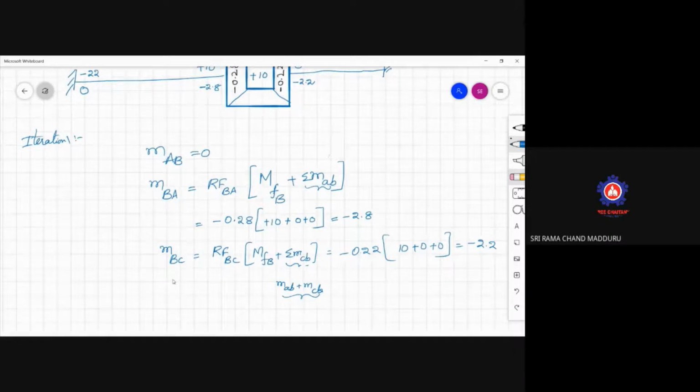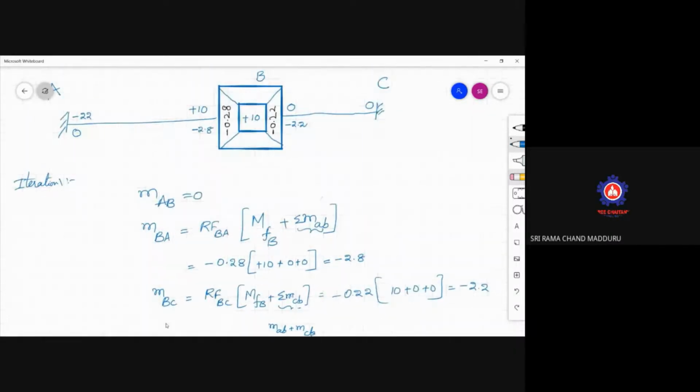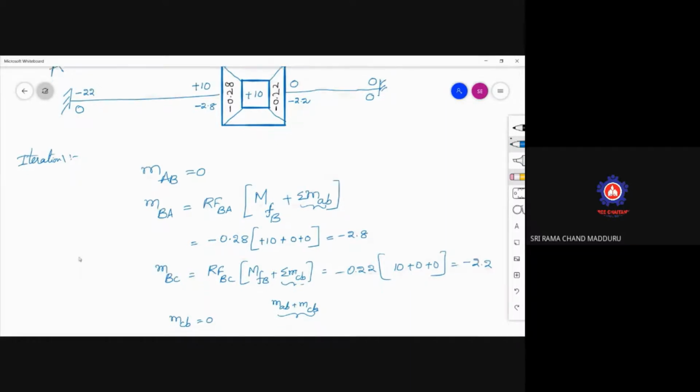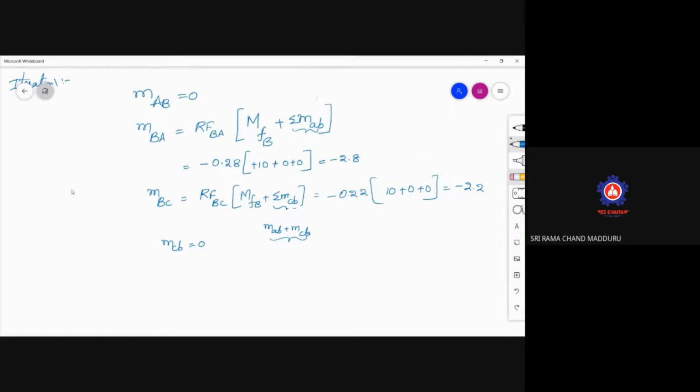Now in this case, MBC value is minus 2.2. Now MCB is 0 only. Why? Because it's already balanced and the rotational moments are not at all calculated. As the far ends are 0, when you repeat the iteration once again, you will get the same value. There is no change in the values of MAB as well as MCB. So you can stop your iterative process here. You can stop here and write down the final end moments.